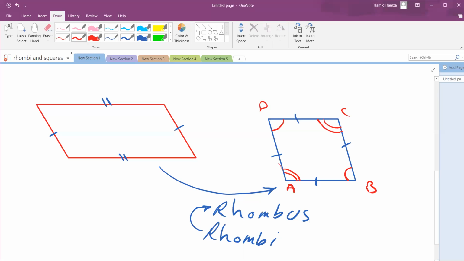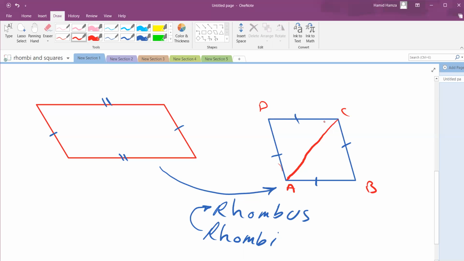What if I join the diagonals? We know that in a parallelogram, the diagonals bisect each other. And also the diagonals in a rhombus bisect each other. Not only this, the diagonals bisect the angles, the opposite angles joining between them.